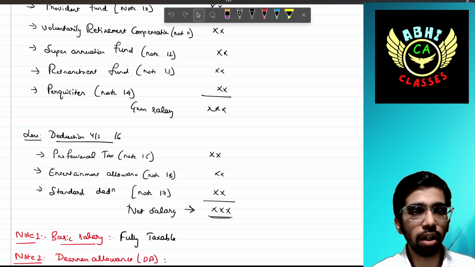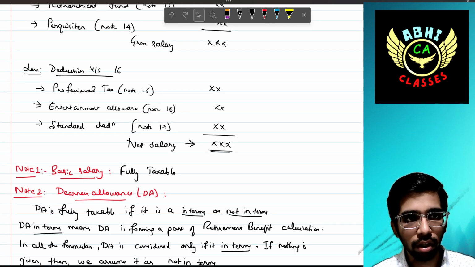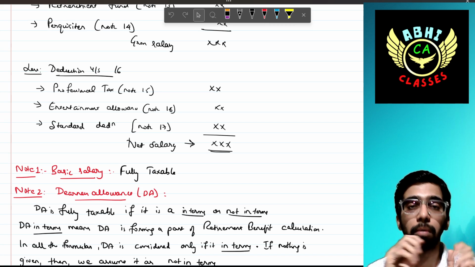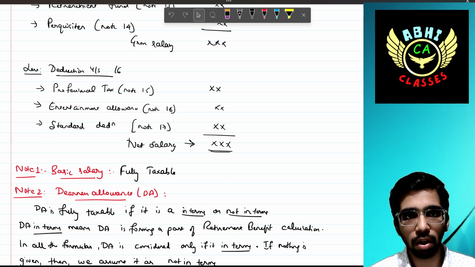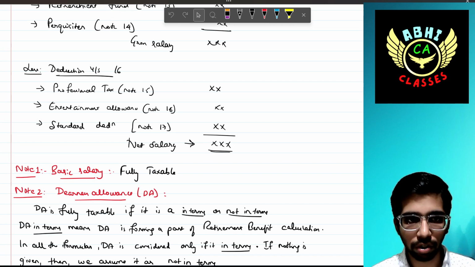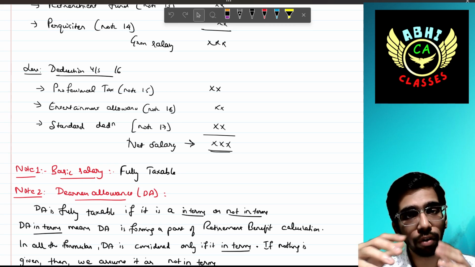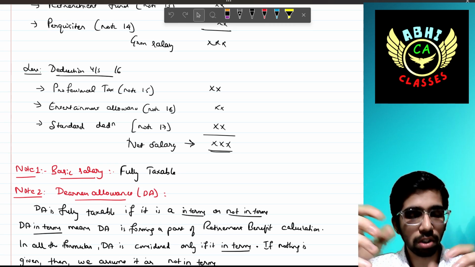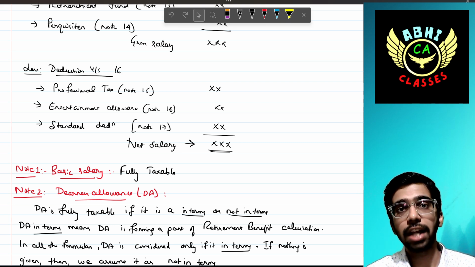Then you have to deduct the deductions under section 16. We will discuss them one by one, don't worry: professional tax, entertainment allowance, standard deduction. If you deduct this amount from gross salary, you will arrive at net salary, which is taxable. This is the final salary.